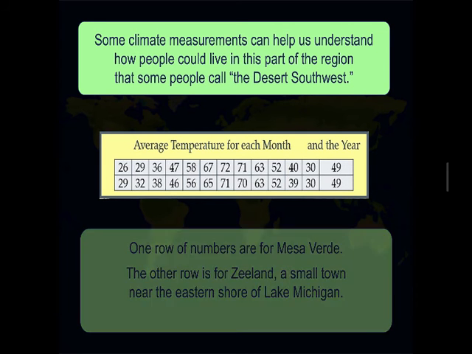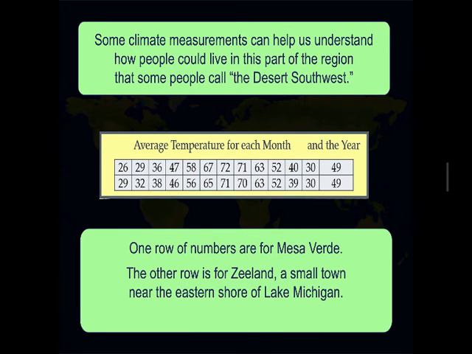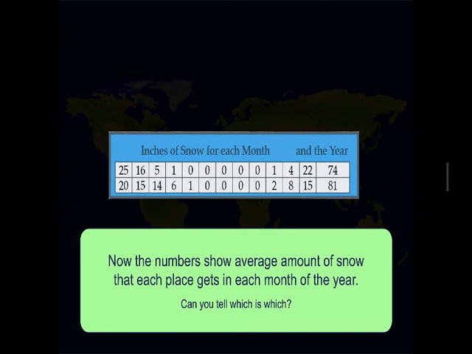One row of numbers is for Mesa Verde. The other row is for Zeeland, a small town near the eastern shore of Lake Michigan. Can you tell which is which? I'm not sure I could either. Now the numbers show average amount of snow that each place gets in each month of the year. Can you tell which is which?